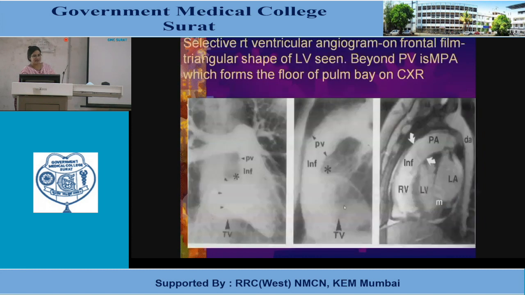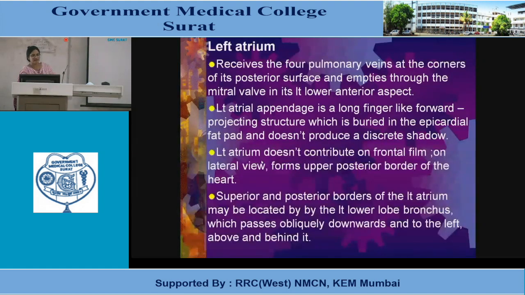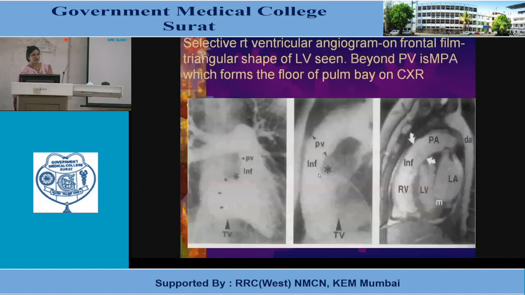You can see this is again a selective right ventricular angiogram. On the frontal view, the triangular shape of the right ventricle is seen. Beyond the pulmonary valve is the MPA, which forms the floor of the pulmonary bay on the chest X-ray. This is where the pulmonary bay will be seen on a chest X-ray. On a lateral view, you can see that the right ventricle is forming the anterior most aspect of the heart and giving rise to the pulmonary artery.